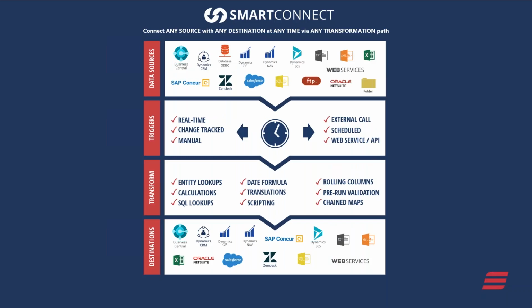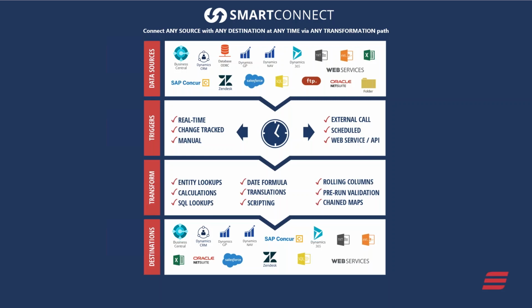So what is SmartConnect? These are basically what we call the 4 layers of SmartConnect. If you notice the top and the bottom, we've got data sources and destinations, and those 2 layers are pretty much the same thing. You'll find that most of our out-of-the-box connectors can be used as both data sources and data destinations, meaning we can read from and write to. In some cases, you might find that the data source is also the destination, depending on what you're doing with the data.